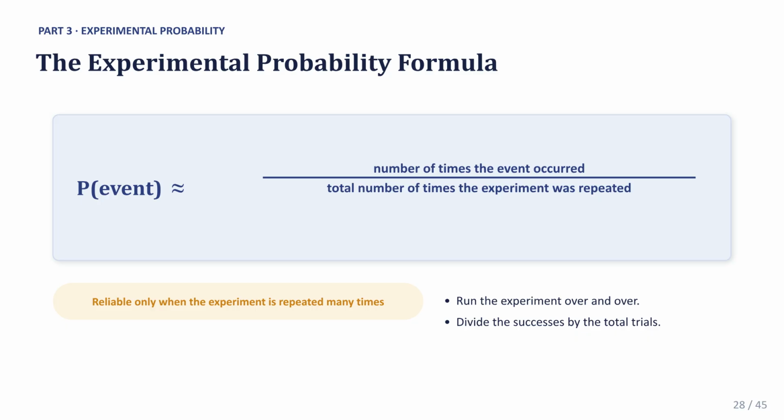The experimental formula is simple. Divide the number of successful outcomes by the total number of trials. The most important rule here is that this estimation is only reliable with a large number of trials. A few tosses can be misleading, but hundreds or thousands of trials reveal the true nature of the event.